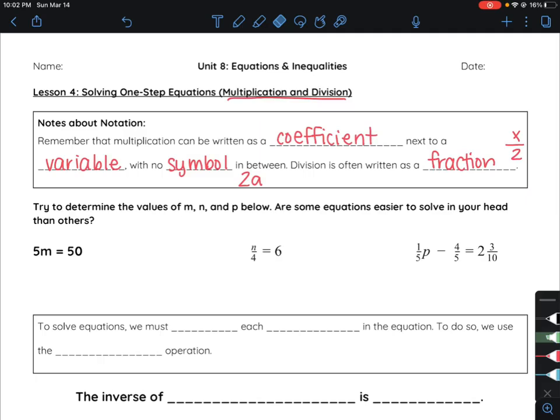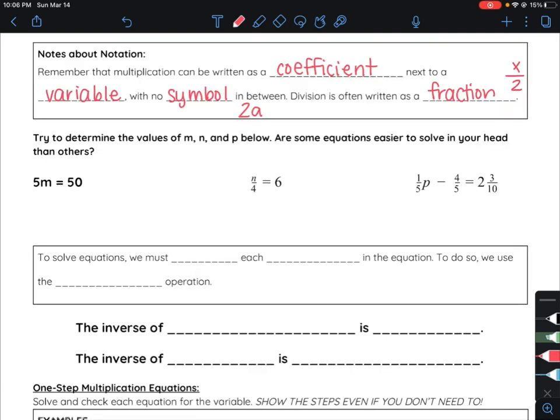Take a look at these next three equations here. We have 5m equals 50, n over 4 equals 6, and 1/5 p minus 4/5 equals 2 3/10. Let's decide, are any of these possible to solve in your head? Are some of them more difficult to solve in your head? Are some of them impossible to solve with the information that you have right now? So go ahead and you can answer that question right here and say which of these variables you're able to determine without having seen the lesson yet today.